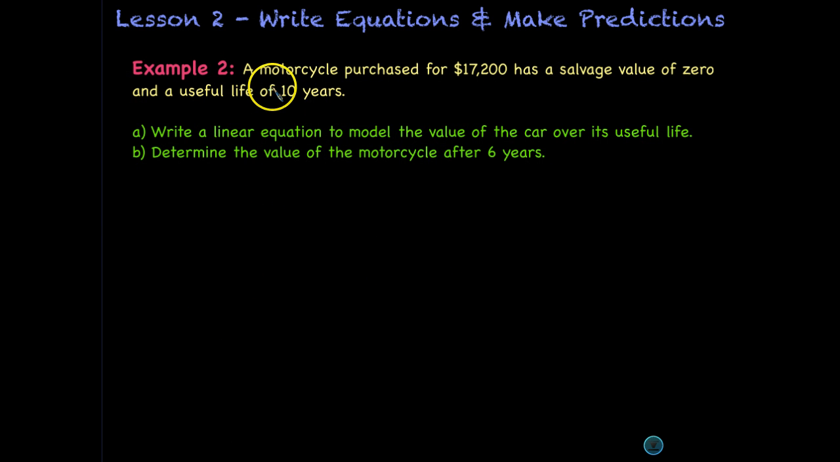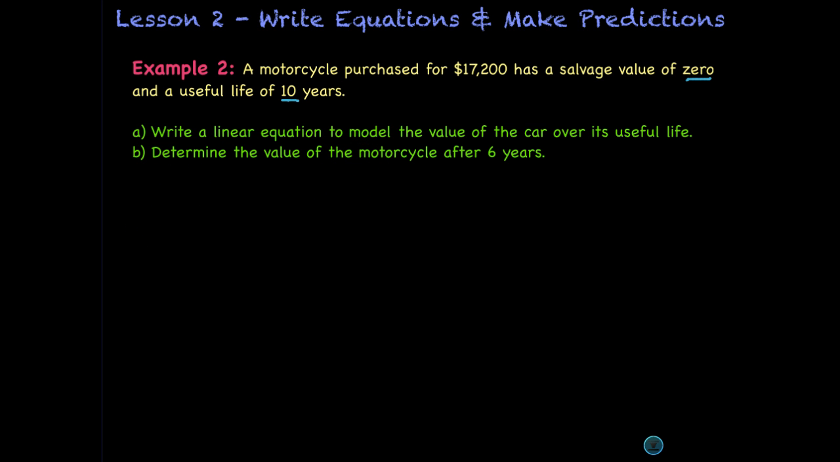In this example, a motorcycle purchased for $17,200 has a salvage value of 0. So this time it actually does have a salvage value of 0 and a useful life of 10 years. We want to write a linear equation to model the value of the car, in this situation a motorcycle, over its useful life.